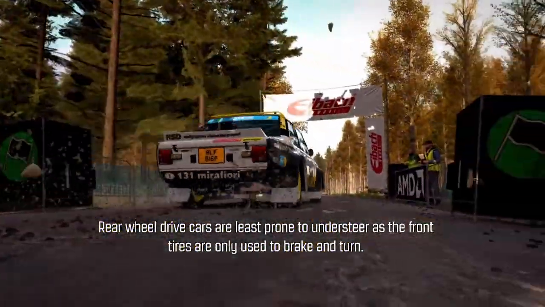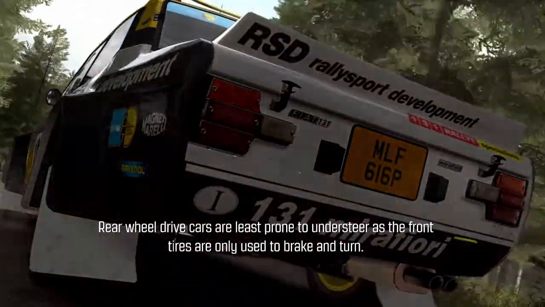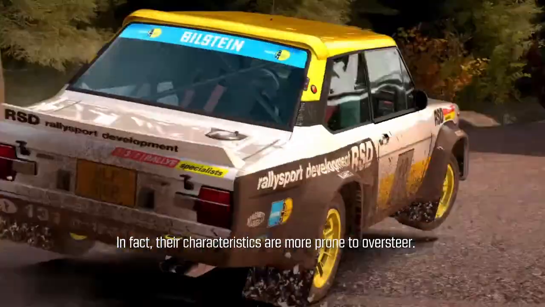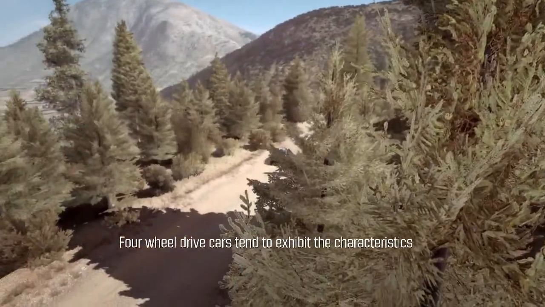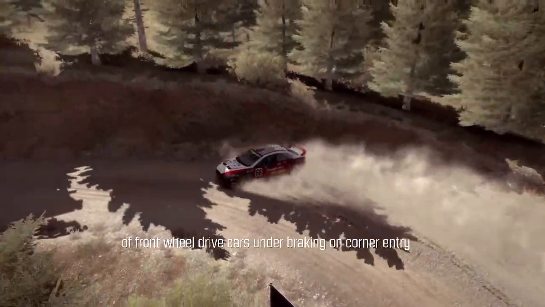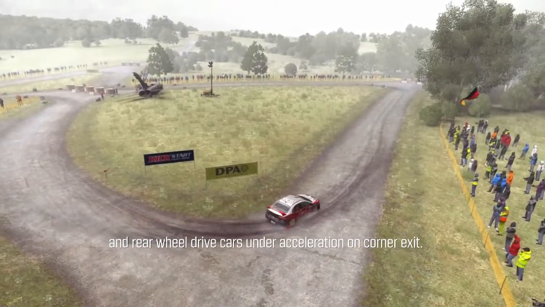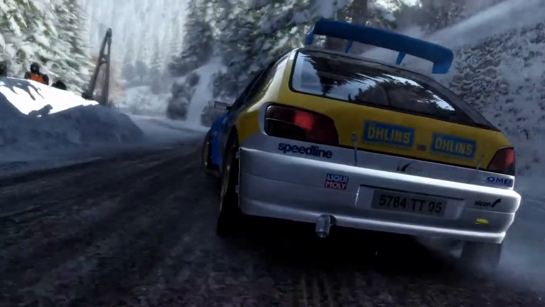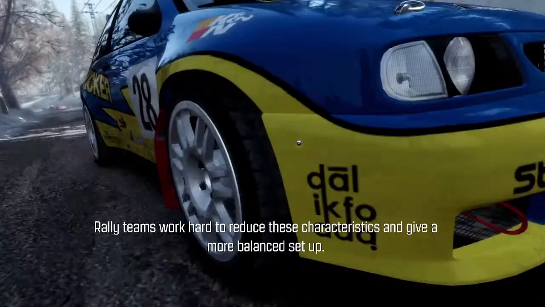Rear-wheel drive cars are least prone to understeer as the front tyres are only used to brake and turn. In fact, their characteristics are more prone to oversteer. Four-wheel drive cars tend to exhibit the characteristics of front-wheel drive cars under braking on corner entry and rear-wheel drive cars under acceleration on corner exit. Rally teams work hard to reduce these characteristics and give a more balanced setup.